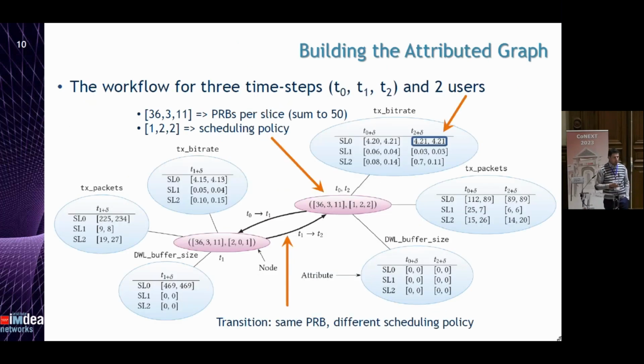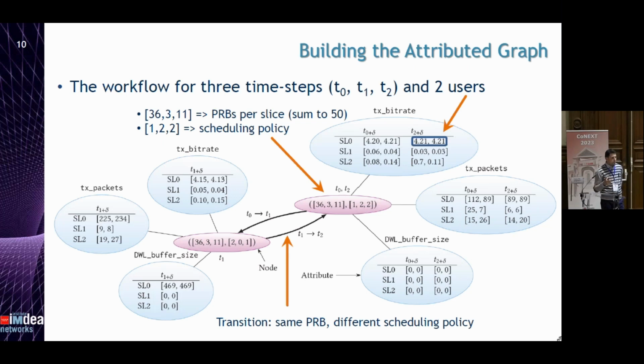Let me give you a very quick example for 3 time steps. You can see the action being taken for each slice. There is a component that is physical resource block allocation, and those numbers sum up to 50. That tells you this is a base station that works at 10 megahertz channel bandwidth. Then we have a scheduling policy per slice. The scheduling policies are represented by numbers, but they are policies like proportional fair scheduler, water filling, and round robin, and each number denotes one.